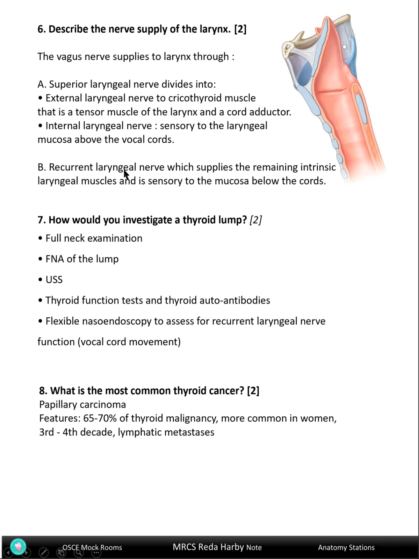The recurrent laryngeal nerve is the same as the inferior laryngeal nerve. It is the same name. This is supplying the mucosa below the vocal cords and the remaining internal laryngeal muscles.